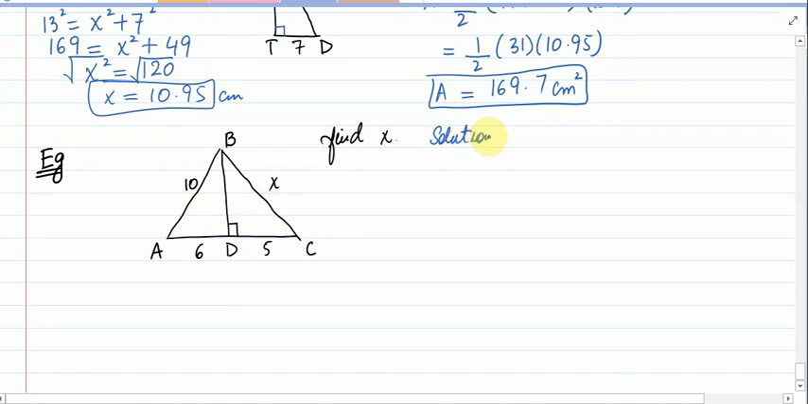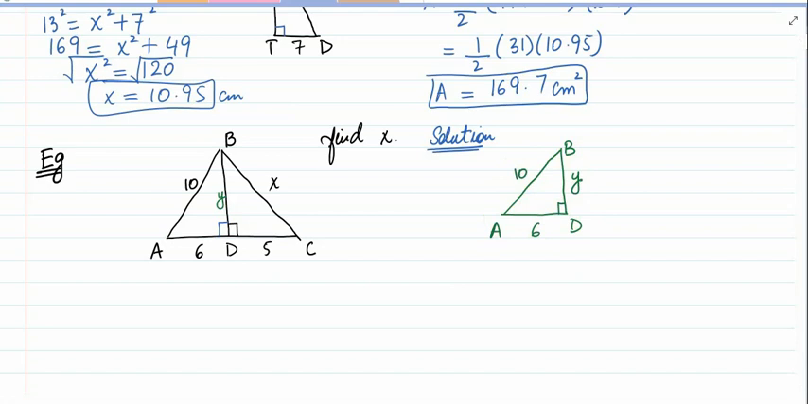Solution. We need to find the value of x. For this purpose, first we need to find the length of B to D, right? If this angle is 90 degree, that means this angle is also 90 degree, because a straight line has an angle of 180 degree. If I plot the diagram A, B, D separately, A, B, D. AB is 10, BD is y, and AD is 6.